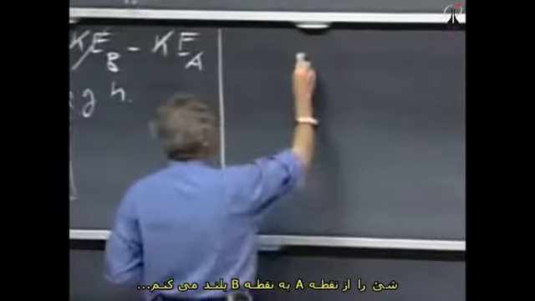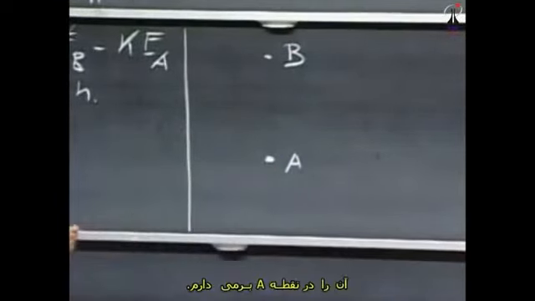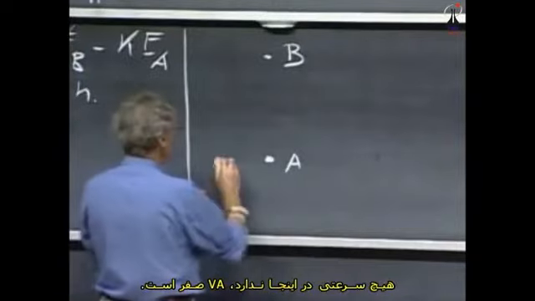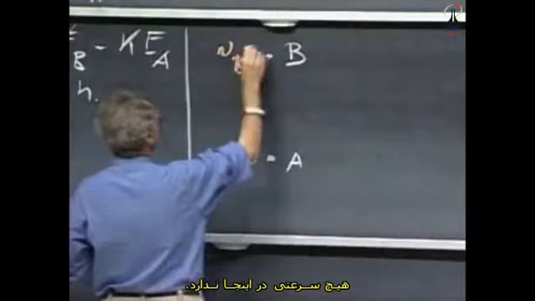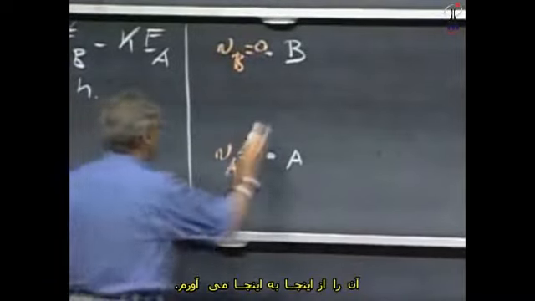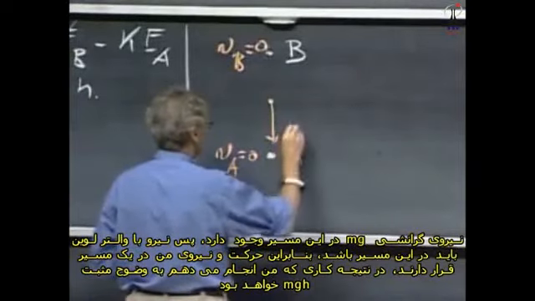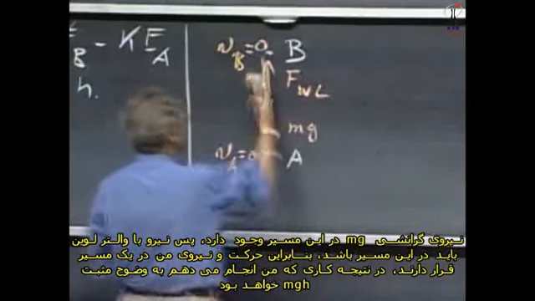I lift an object from A to B. I, Walter Lewin, take it at A. It has no speed here. VA is 0. It has no speed there. And I bring it from here to here. There's a gravitational force, mg, in this direction. So the force by Walter Lewin must be in this direction.